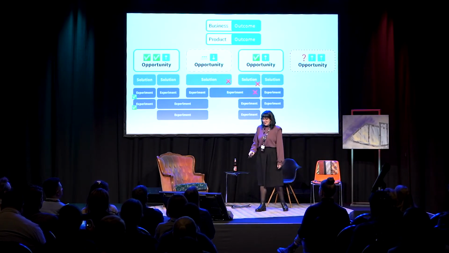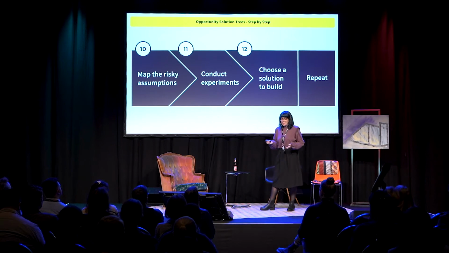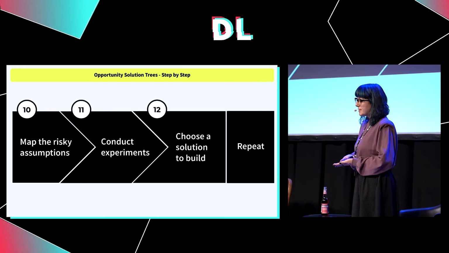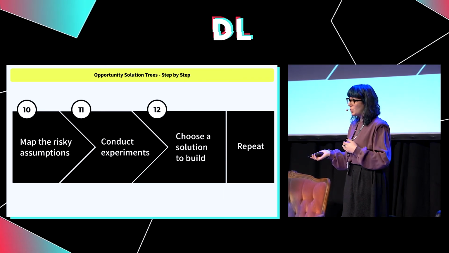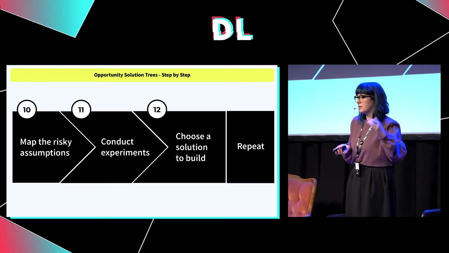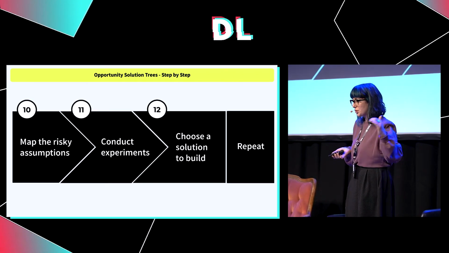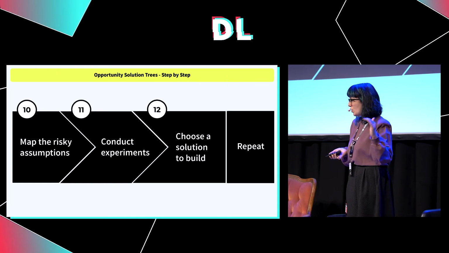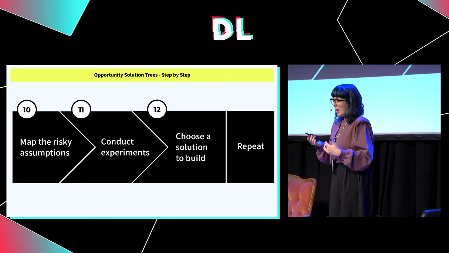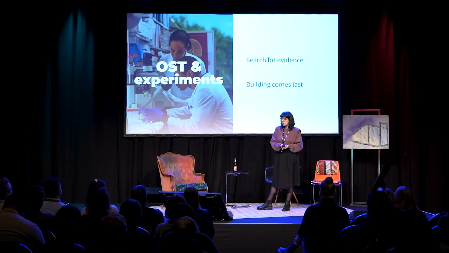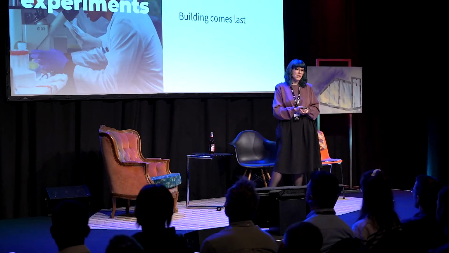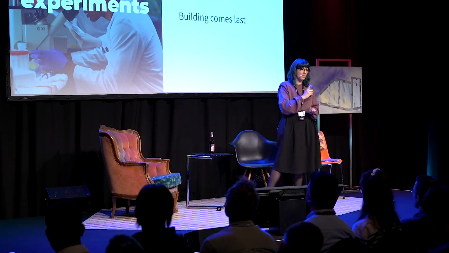And that's how it is. Step by step, we map the risky assumptions. We conduct experiments and we choose what to build. And then we repeat. We might continue at the level of opportunities, or we may go back to the level of solutions. It's not a linear way to go, but you will find it with practice. When working with experiments, the tree reminds us to search for evidence, and also that building comes last, after we learn.